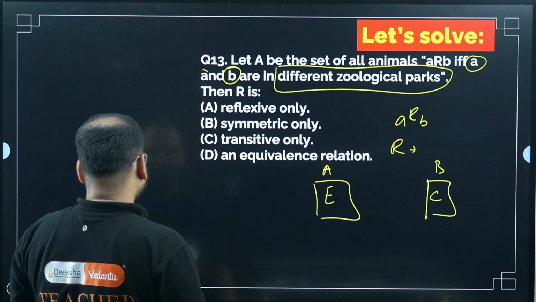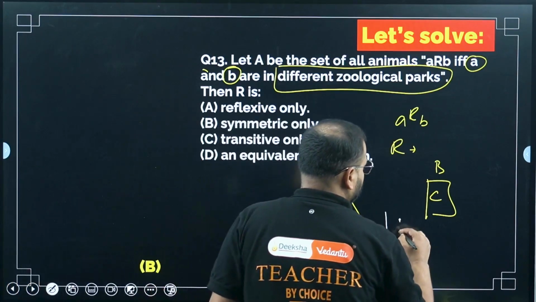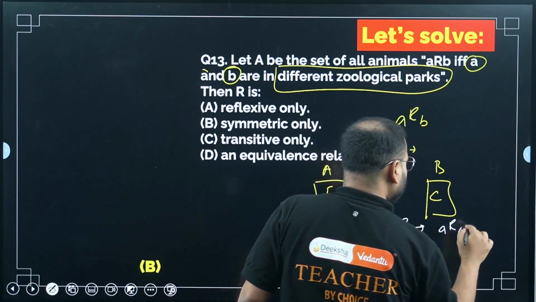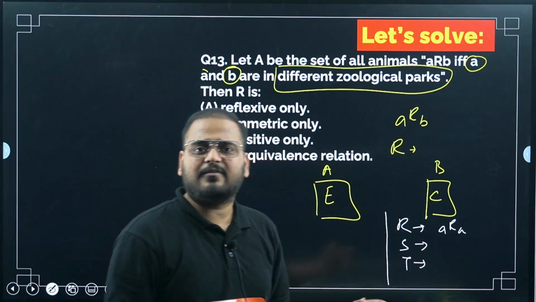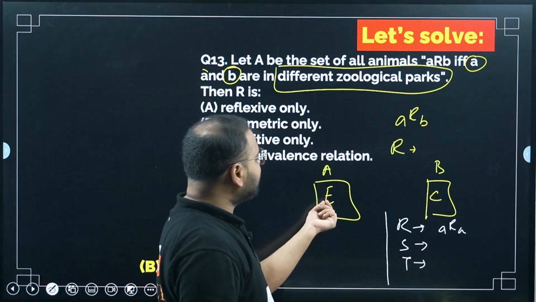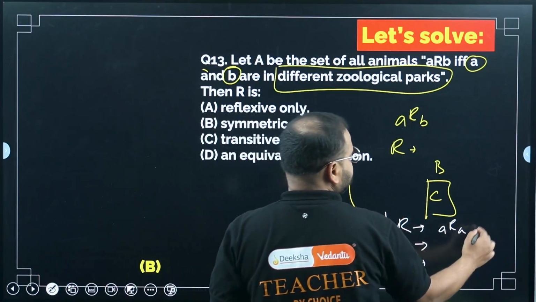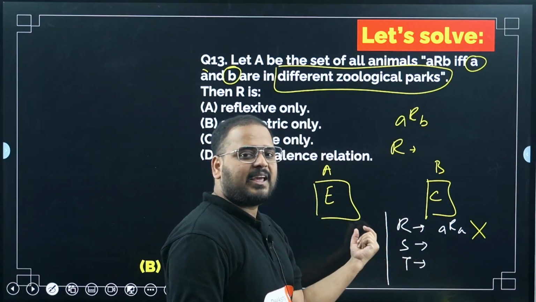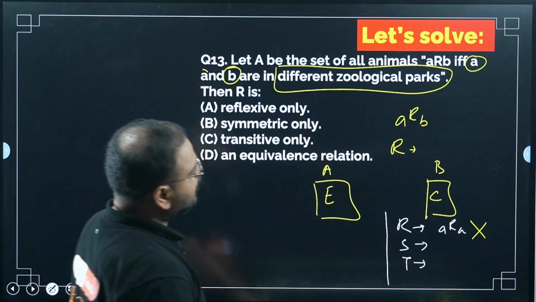Now we are looking to get our answer for reflexive, symmetric and transitive. ARA, is it possible? Can A and A be in different zoological parks? Can elephant and elephant be in different zoological parks? No, sir. If the elephant is already in park A, then how can the elephant be in park B? It has to be in A only. So reflexive is not possible. Why not possible? Because ARA: if A is in A, how can A be in other places? Can you be at 2 different places? No, sir. So ARA is not true.